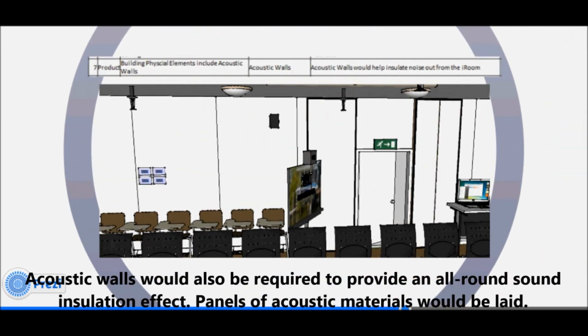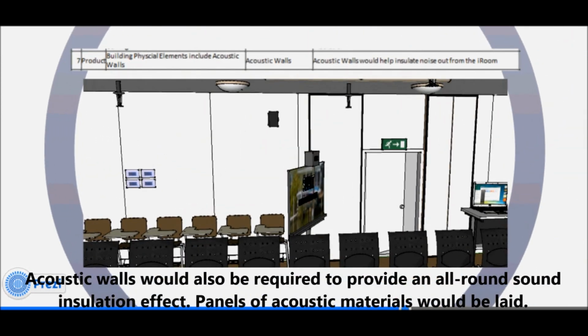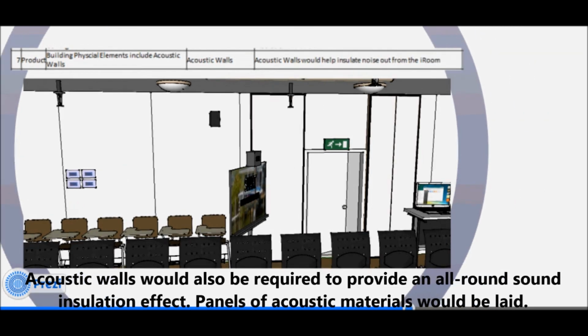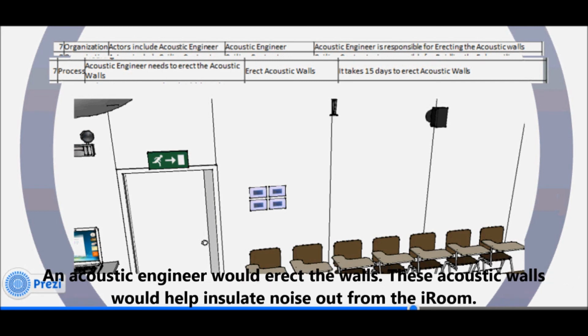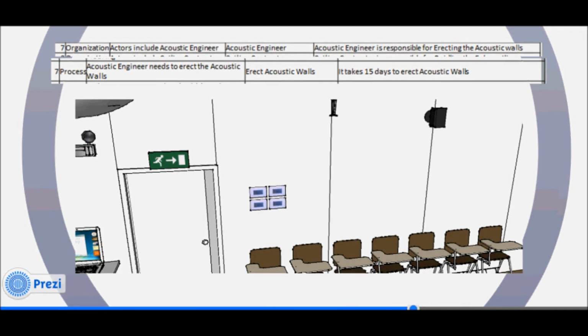Acoustic walls would also be required to provide an all-round sound insulation effect. Panels of acoustic materials will be laid. They will act as a complement to the false ceiling and carpet flooring, which insulate and absorb noise among the partitions in the iRoom. An acoustic engineer would erect the walls. These acoustic walls will help insulate noise out from the iRoom.